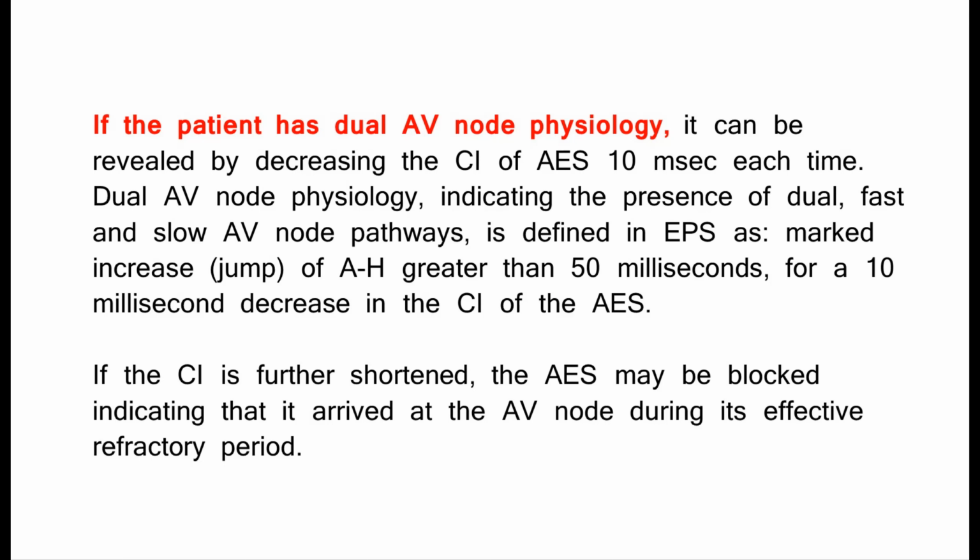If the patient has dual AV node physiology, it can be revealed by decreasing the CI of EASEs 10 milliseconds each time. Dual AV node physiology, indicating the presence of dual, fast and slow AV node pathways, is defined in EPS as marked increase, jump, of AH greater than 50 milliseconds, for a 10 millisecond decrease in the CI of the EASEs. If the CI is further shortened, the EASEs may be blocked, indicating that it arrived at the AV node during its effective refractory period.